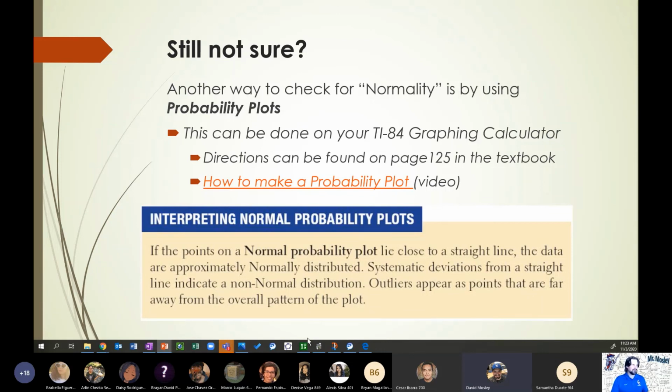And that's essentially what this little blurb here from the book says. If the points on a normal probability plot lie close to a straight line, the data are approximately normally distributed. Systematic deviations from a straight line indicate a non-normal distribution. Outliers appear as points that are far away. There are directions in the textbook on how to do this, and a video that I have in the course resources.